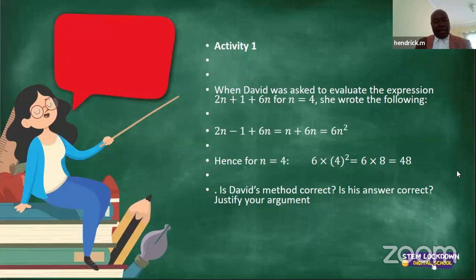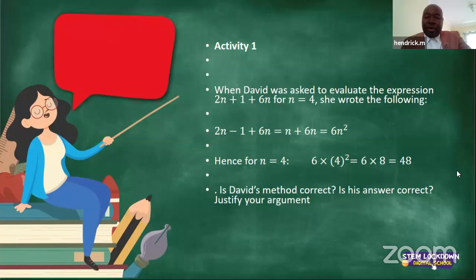So definitely David's method is not correct. You can see that David got the final answer of 48, but even the manner in which David simplified his expression is wrong, because instead of adding 2n and 6n to get 8n, David said 6n plus 6n gave 6n squared, which is completely incorrect, because at this point we don't have any exponents.